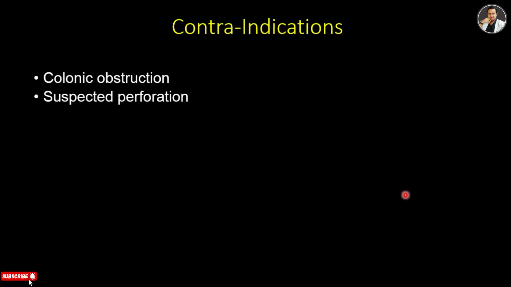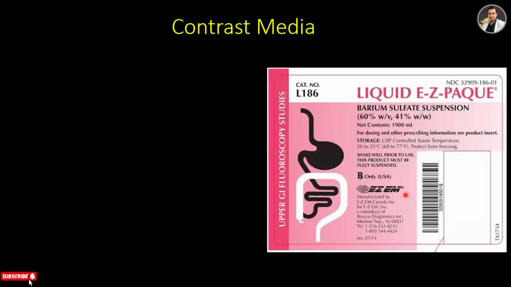And then suspected perforation. If there is any suspected leakage of the small intestine, and perforation happens, it's a contraindication. And then paralytic ileus. Paralytic ileus is a temporary and non-mechanical stoppage of intestinal contents caused by the loss of the normal muscle contraction that moves food through the digestive tract. So these are three main reasons for the contraindication of barium follow through.